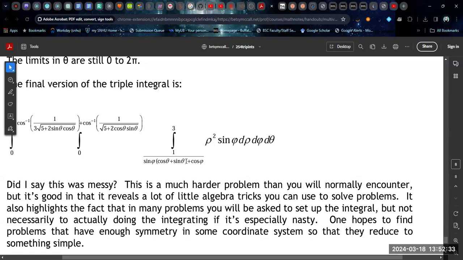But again, out in the real world, when you leave multivariable calculus, you're going to encounter lots of problems where even if you can set up the integral, there is no guarantee that you will actually be able to integrate it in any coordinate system.